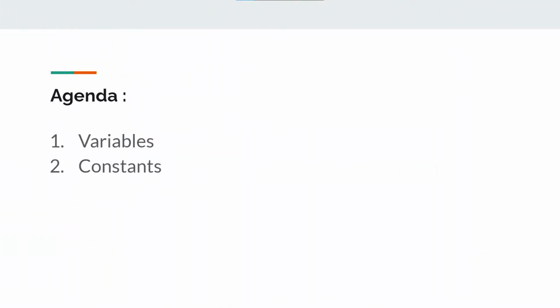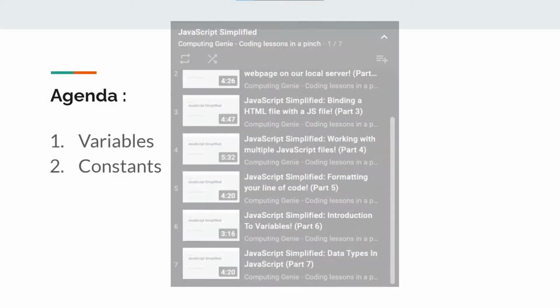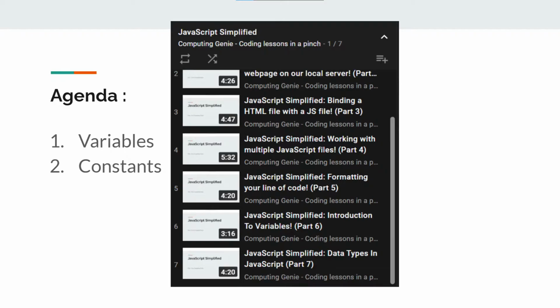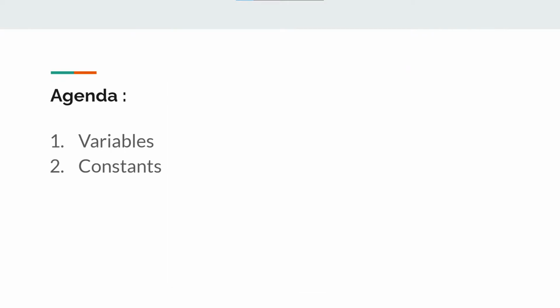In this video, we'll be looking into the differences between a variable and a constant in JavaScript. In the last video, we looked into data types in JavaScript and how to format variables. If you haven't watched that yet or the videos uploaded earlier, I'd suggest you go back, have a look into it and get back to this video. Now let's look at variables.